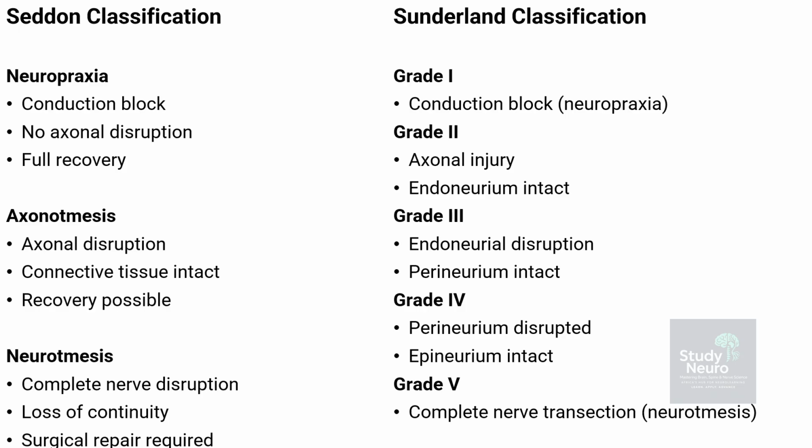Neurotmesis is a complete nerve rupture that requires surgical repair. When the entire plexus from C5 to T1 is damaged, the result is a flail, insensate upper limb.